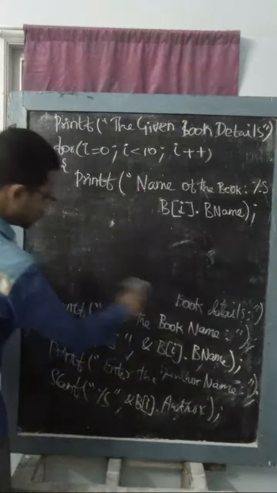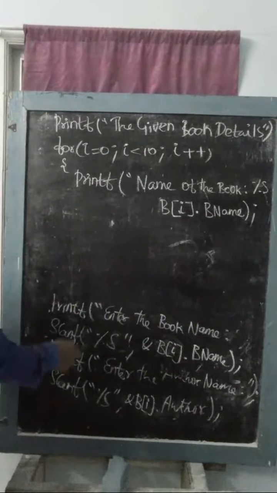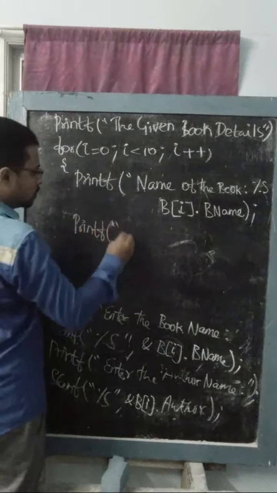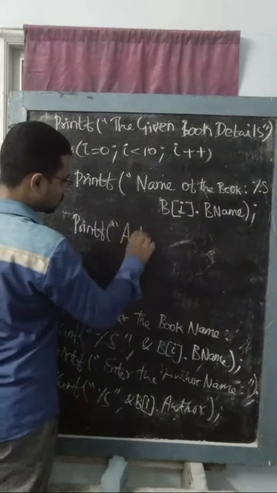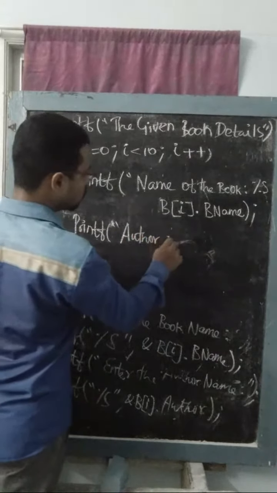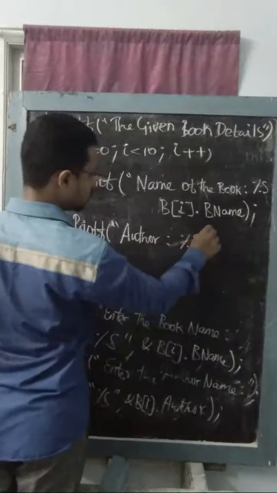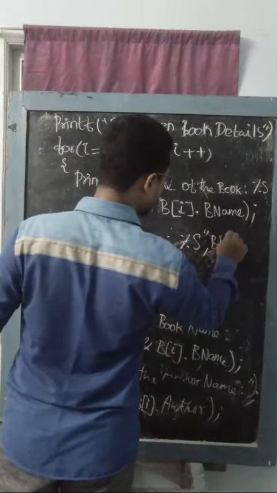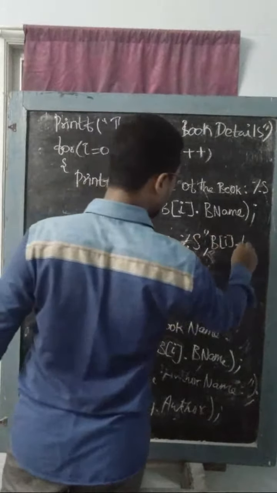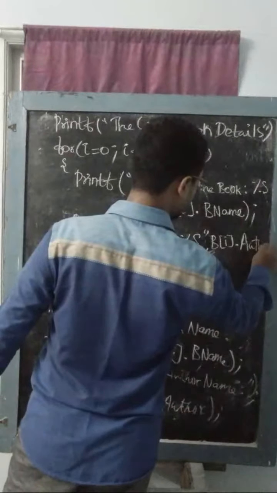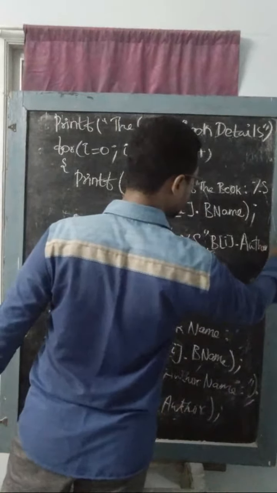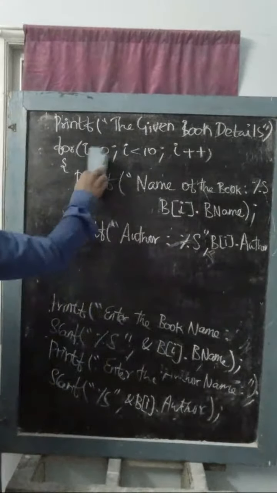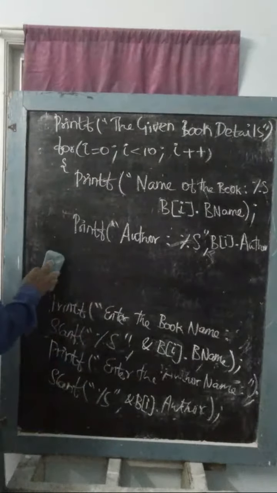The thing is printf author name, author is percentage s because it is a string, and then B of I dot author. How many details of author can we get? There are 10 author details we can get because there are 10 iterations.